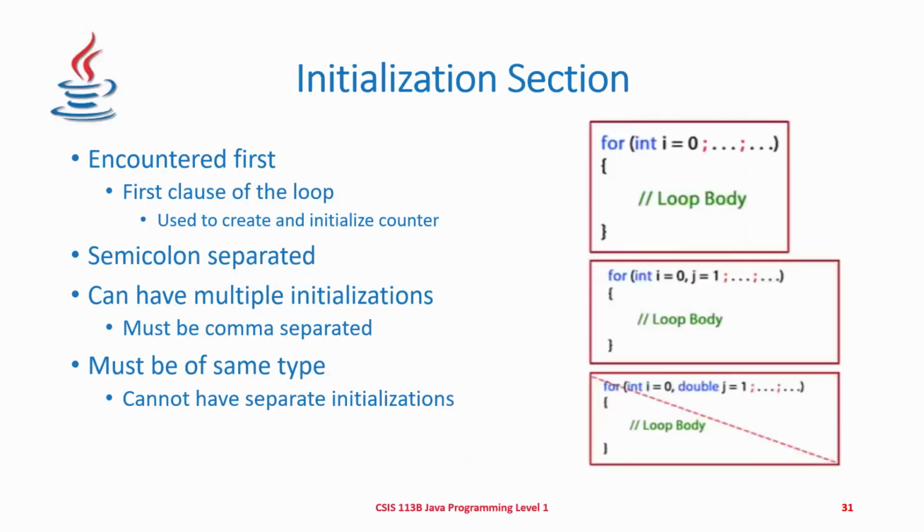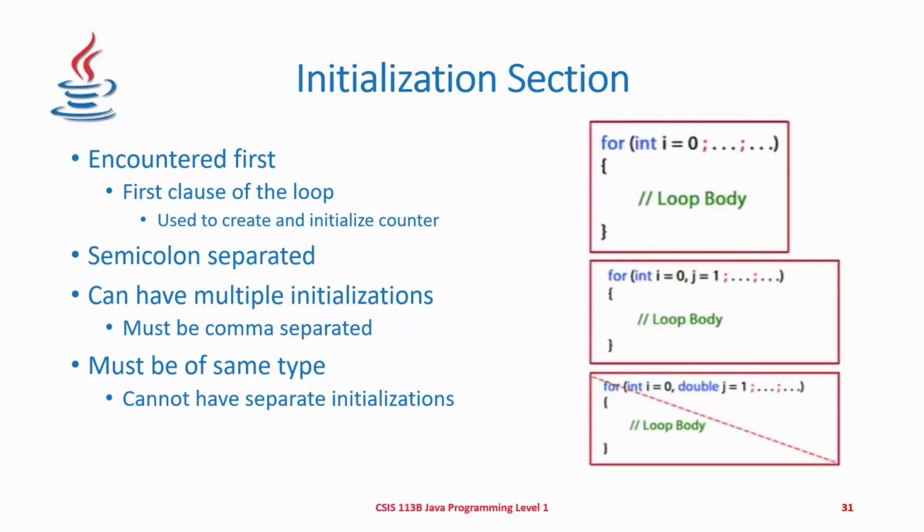So that initialization section has a few particularities about it that you should be aware of. It's encountered first. It's the first clause of the loop, and it's used to create and initialize a counter. It's semicolon separated, and it can have multiple initializations. They must be comma separated, and they must also be of the same type.